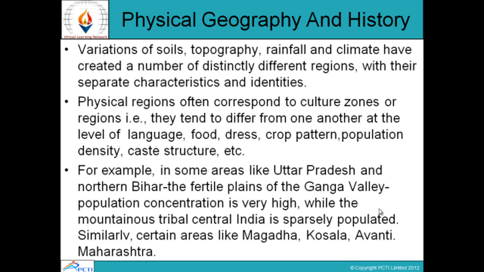For example, in areas like Uttar Pradesh and northern Bihar, the fertile plains of the Ganga Valley, population concentration is very high, while the mountainous tribal central India is sparsely populated. Similarly, certain areas like Magadha, Kosala, Avanti, and Maharashtra vary, some being sparsely and some densely populated.